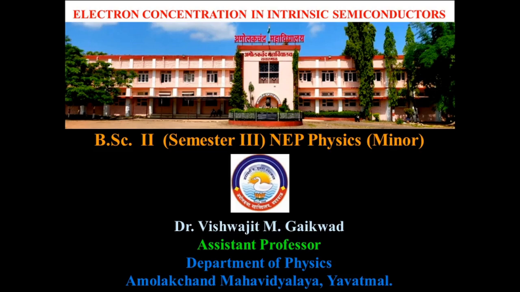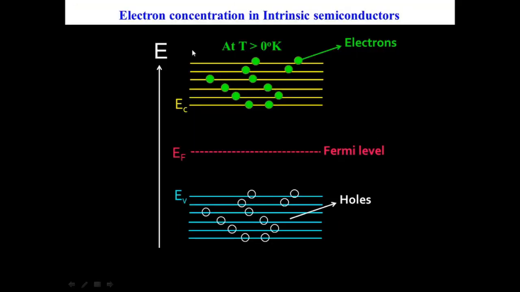Students, today we will study electron concentration in intrinsic semiconductors. We know that when the temperature is greater than 0 degree Kelvin, that is at room temperature, the electrons move from the valence band to the conduction band. The electrons present in the conduction band leave behind holes in the valence band.